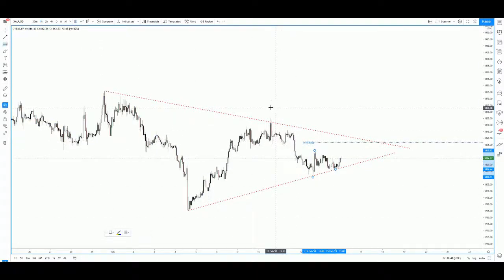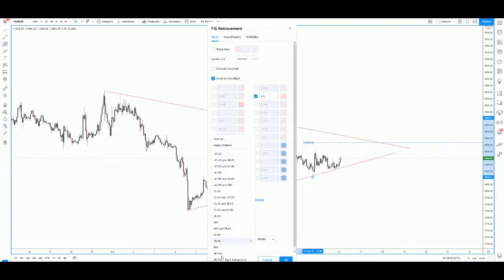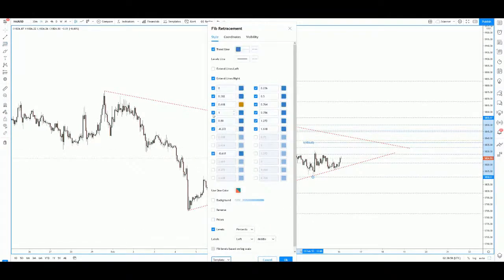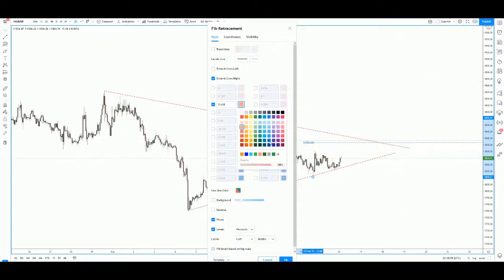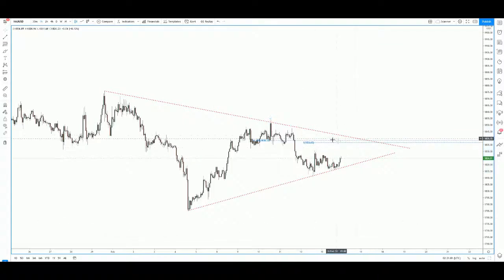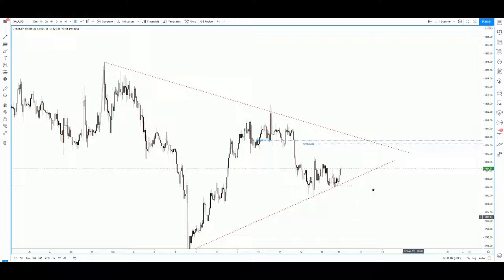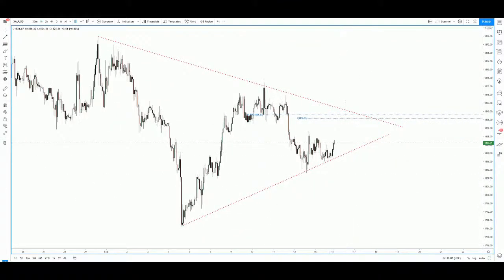If we take a retracement from the high to the low and open up all Fibonacci ratios, we see that the 100% is also close to the 61.8, and the 61.8 is also quite close to the trendline resistance. So what I want to show you is that this area will be my target. This can be my take profit. This really is a take profit zone.